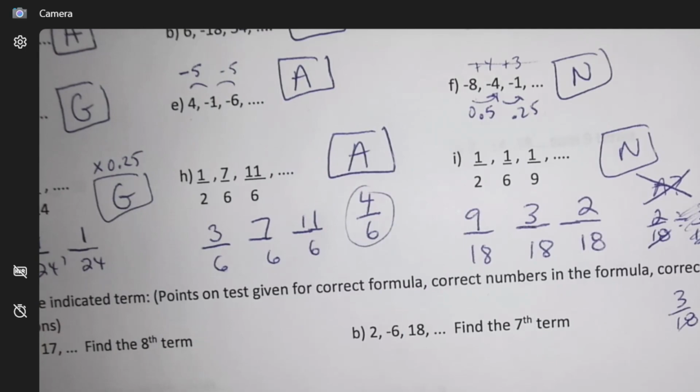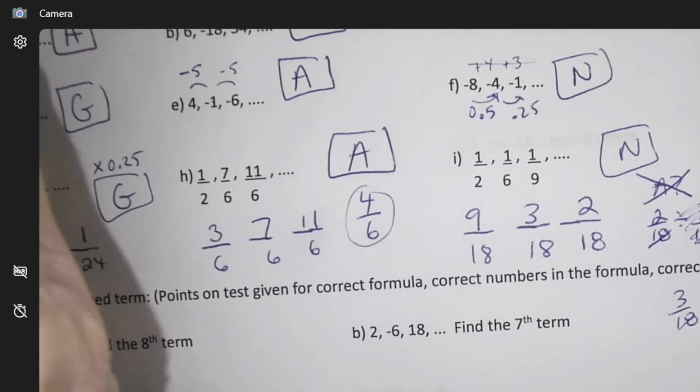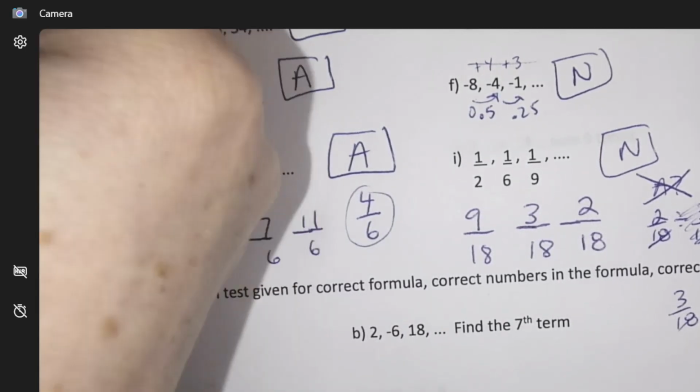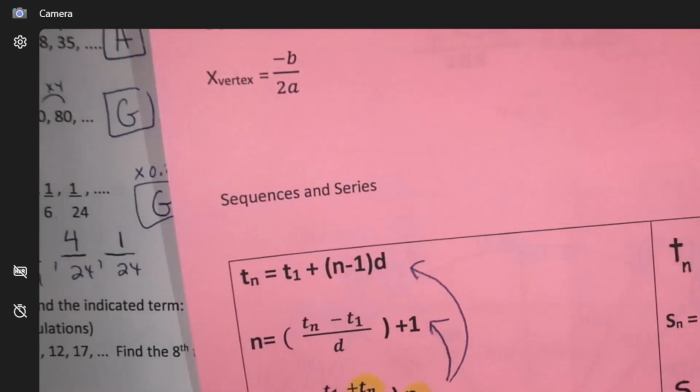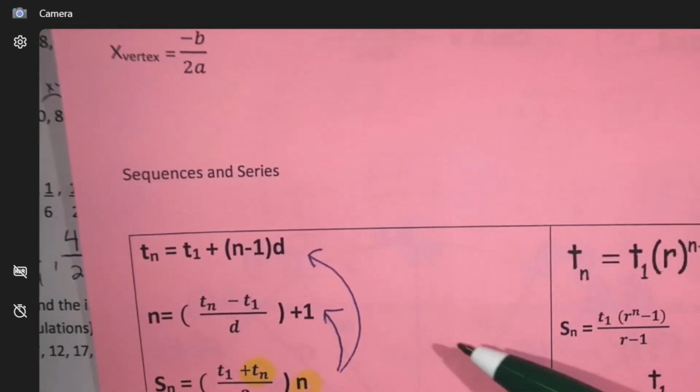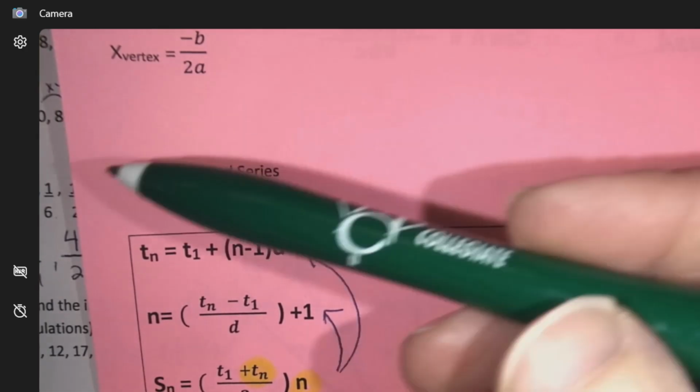Okay, do you have your formulas with you as well while we're going to do this next part? So you're going to get that on your test. You're going to get these. I will give them to you.